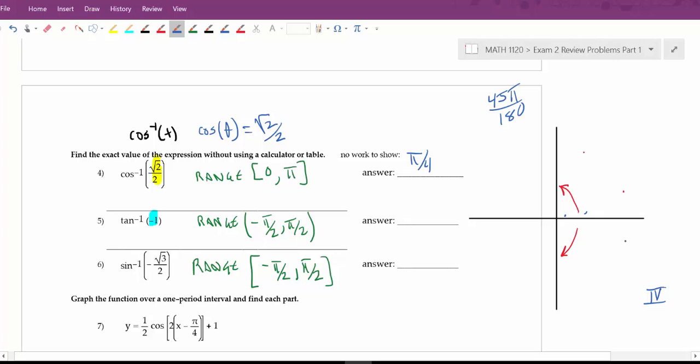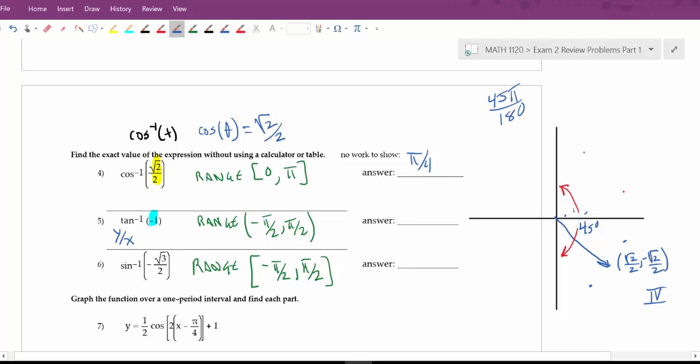Now we just need to figure out which point would give a tangent that's equal to negative 1. And remember, the tangent is y over x. So that would have to be a point on the unit circle where x and y have the same magnitude. So that would be the point square root of 2 over 2, negative square root of 2 over 2, like that. Okay? So in terms of a reference angle, that is a 45-degree angle.